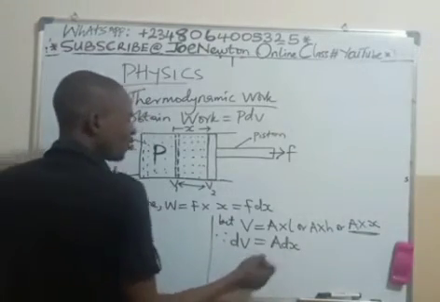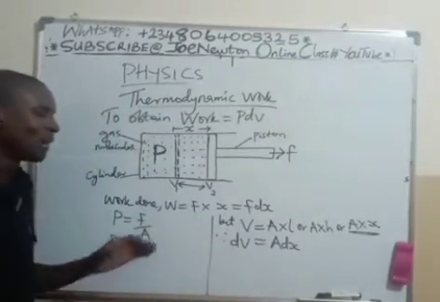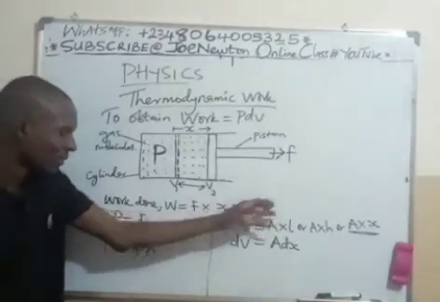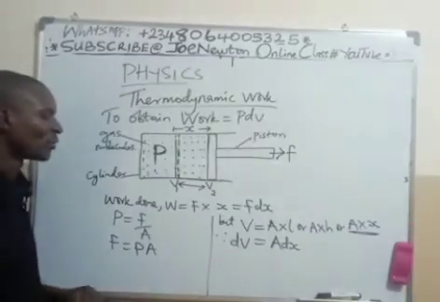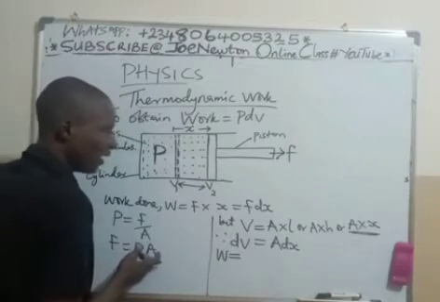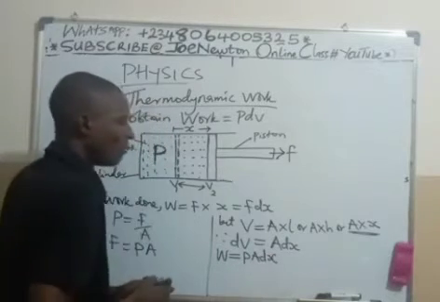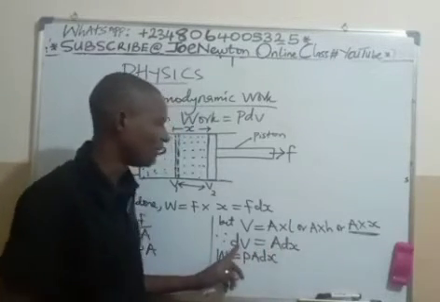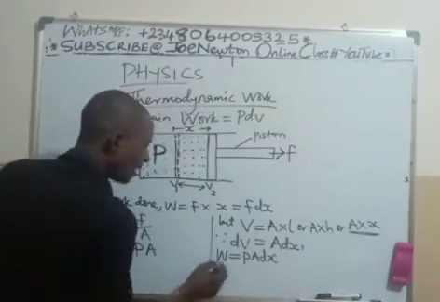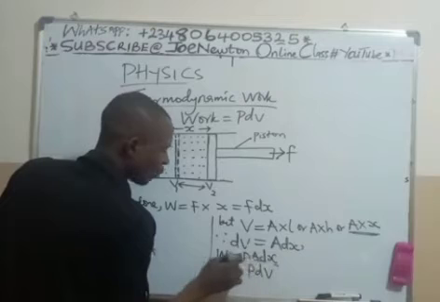With this now, when we substitute these two formulas here, we'll be able to get the formula for what? Work. Remember that work is F dx, and the F is PA. So substituting this formula now, we have that W is equal to, our F is what? PA. Equals PA dx. But our A dx is what? dV. So when we substitute this now, therefore we have that work is equal to P dV.